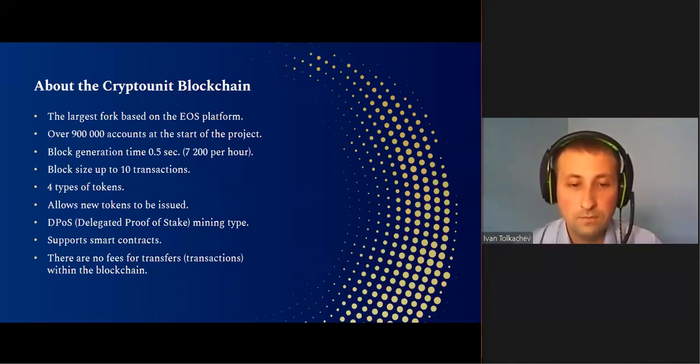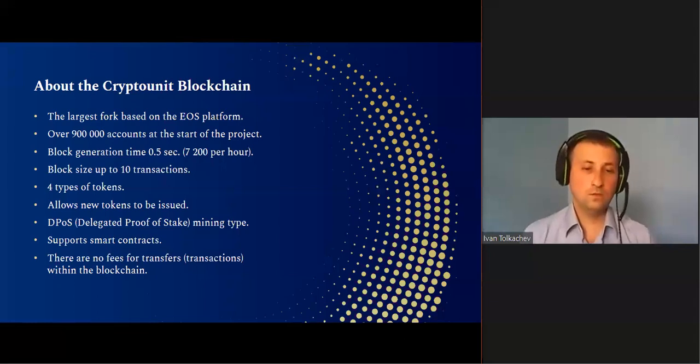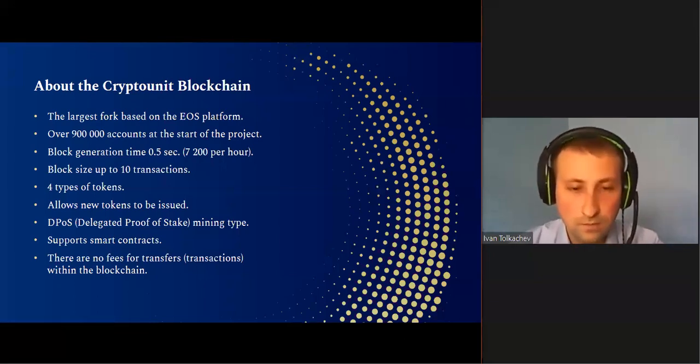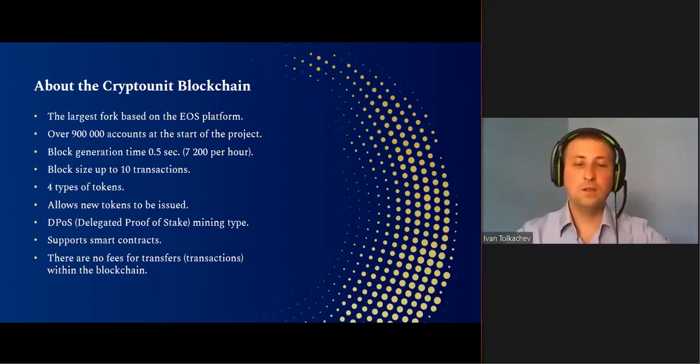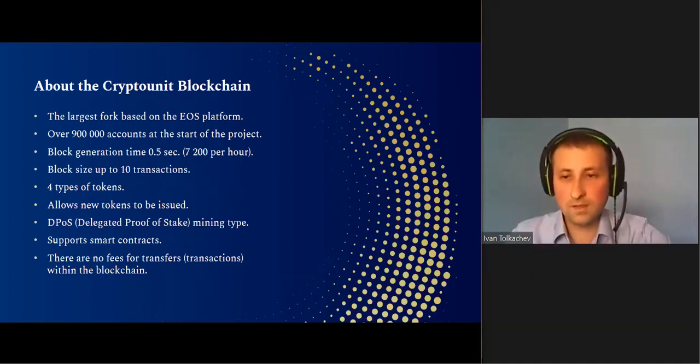Smart contracts were first supported by the Ethereum-based blockchain, and now most blockchains maintain this technology, and quite a lot of projects use it. Another important feature is that on the Cryptounit blockchain there are no fees for transfers, meaning that all the transactions within the blockchain are free. So these are the key features of the Cryptounit blockchain.